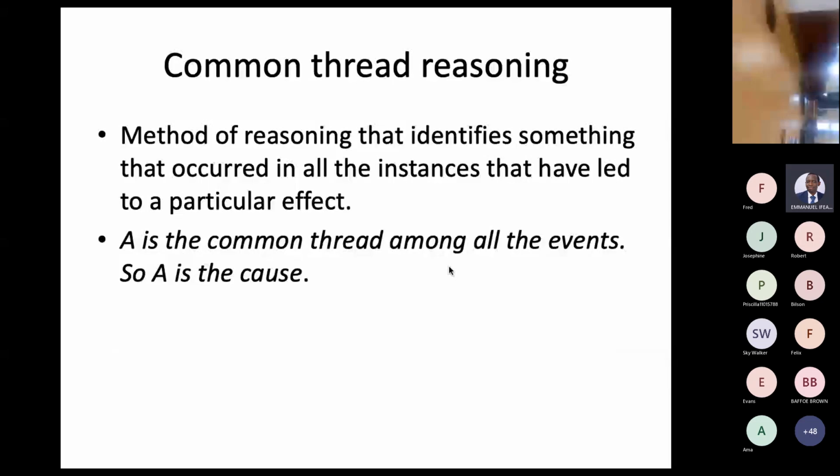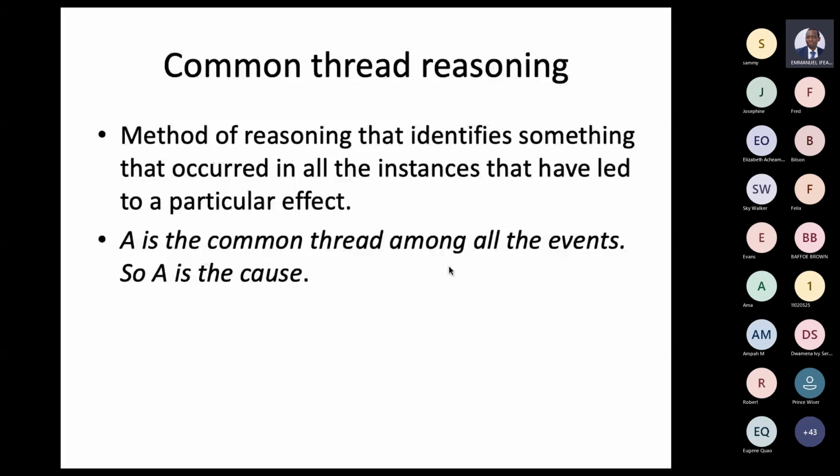Let's look at common thread reasoning. This is a method of reasoning that identifies something that occurred in all the instances that have led to a particular effect. A is a common thread among all the events. So A is the cause.